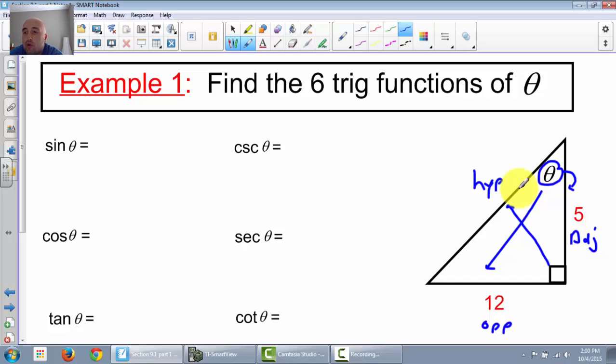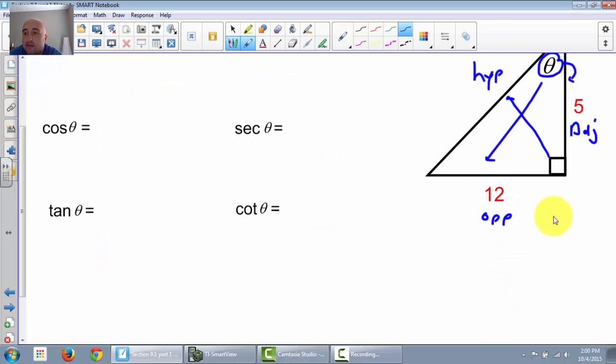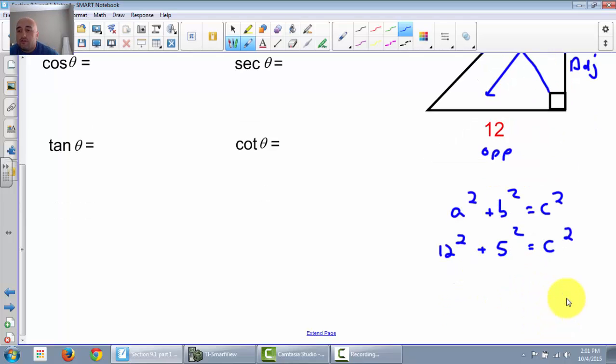All right, so the problem is, though, we don't know the hypotenuse. We're going to need the hypotenuse to solve for some of these. So to find the hypotenuse, we use the Pythagorean theorem. Remember that a squared plus b squared equals c squared. So the 2 legs squared is equal to the hypotenuse squared. So we have 12 squared plus my other leg, 5 squared, equals the hypotenuse squared. We have 144 plus 25 is equal to c squared. 144 plus 25 is 169, which equals c squared.